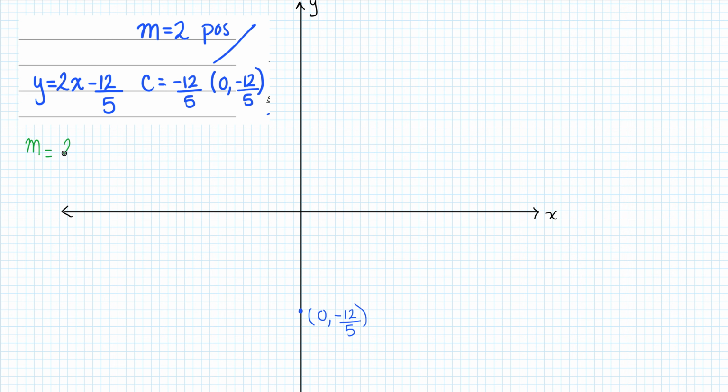My gradient, I know that it is positive, is 2, but I wanted to do it over 5. This is 2 over 1, agree? If I want it over 5, what will I do? Times it by 5, agree? So I have 10 over 5. So this is the gradient that I'm going to be using here, okay? It's positive, I'm going to go up. So it's going to be 1, 2, 3, 4, 5, 6, 7, 8, 9, 10, and across how many? 5. 1, 2, 3, 4, 5.